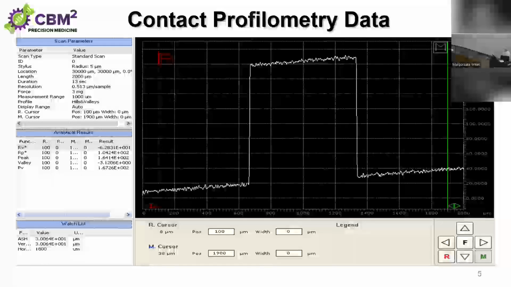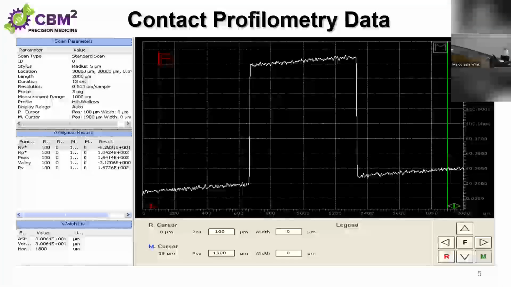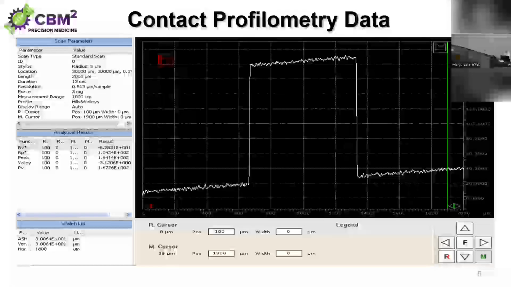And this is a common output from a contact profilometer. You can see here the height of a particular pillar that was made using your favorite fabrication process. And these will work on anything: glass, polymer, silicon, no problem. PDMS as well.